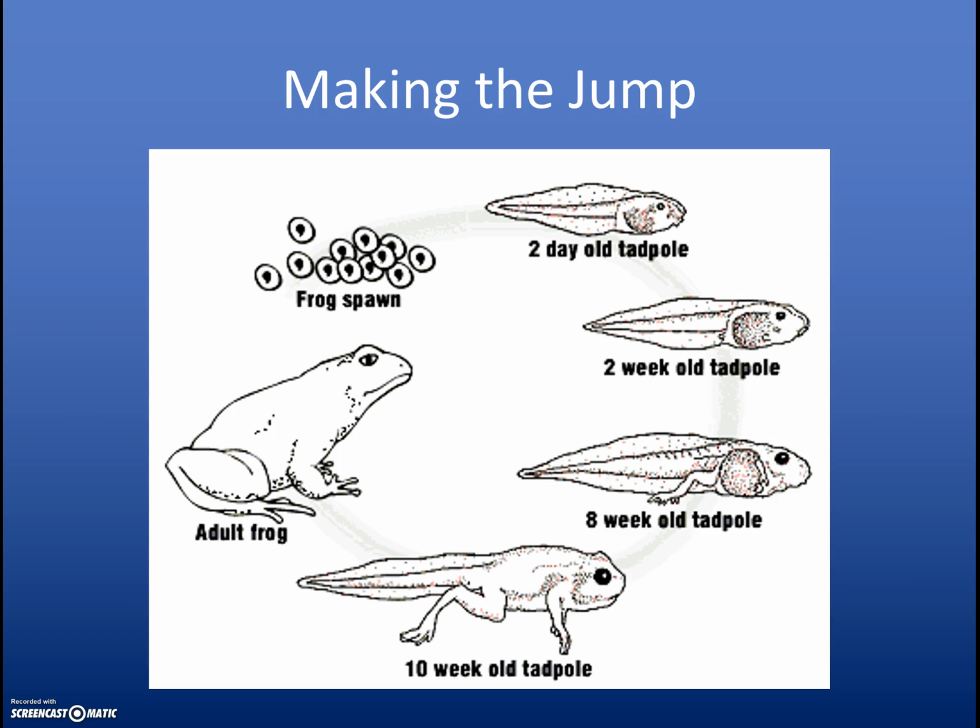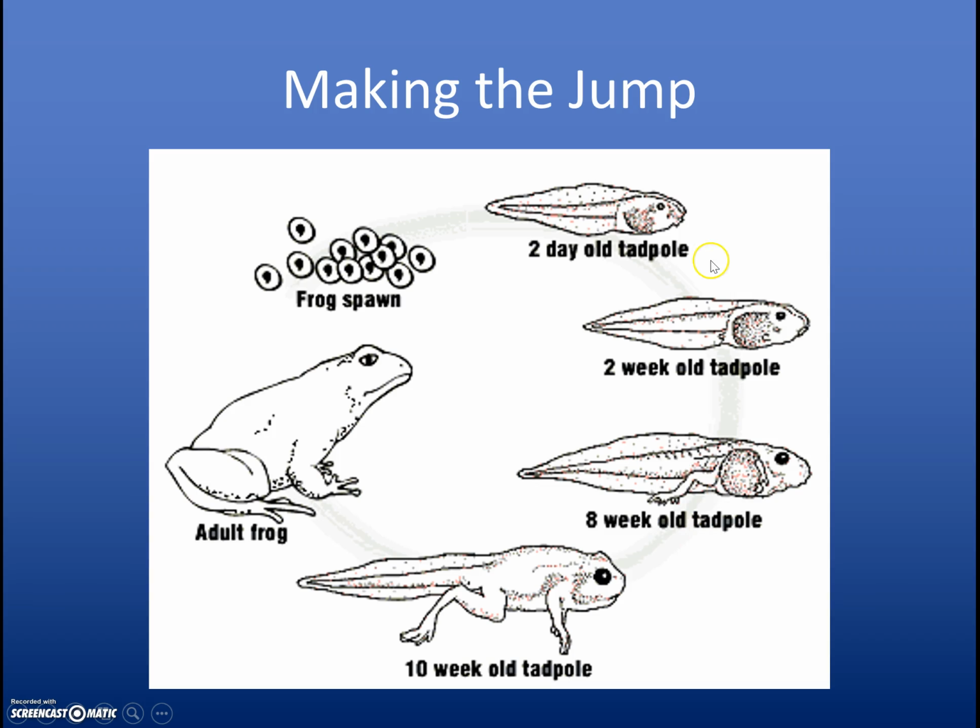Now, let's look at how amphibians make the jump from water to land. As I mentioned earlier, the reproduction happens in the water. So therefore, the frog spawns, what they're called, are in the water. Now, as it continues from a spawn to a tadpole after 2 days, you see the actual organisms change. And then it gets into a 2-week-old tadpole. And then we see here that the 8-week-old tadpole actually has some legs.